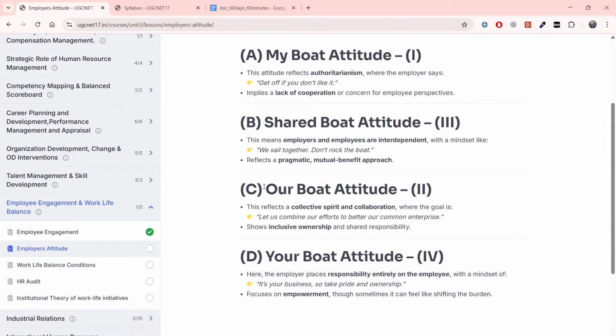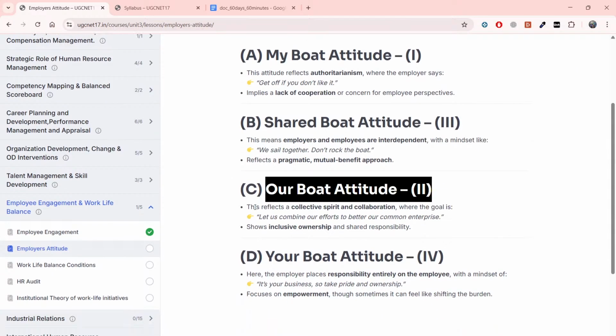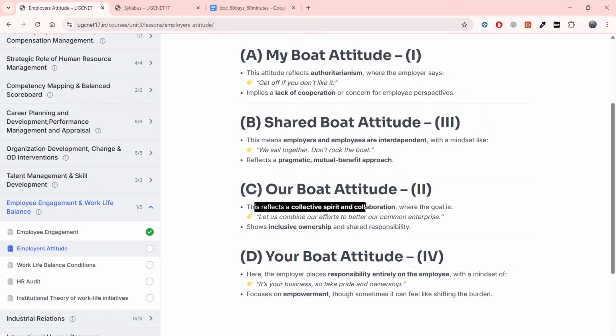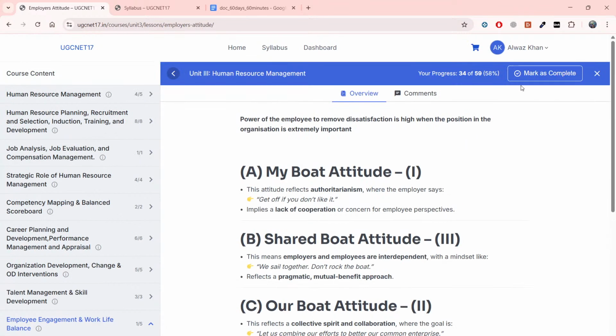Our Boat attitude. This reflects a collective spirit and collaboration where the goal is let us combine our efforts to better our common enterprise, our boat. It shows inclusive ownership and shared responsibility. Your Boat attitude. Here, the employer places responsibility entirely on the employee with the mindset of it's your business, so take pride in ownership. So we'll mark this.